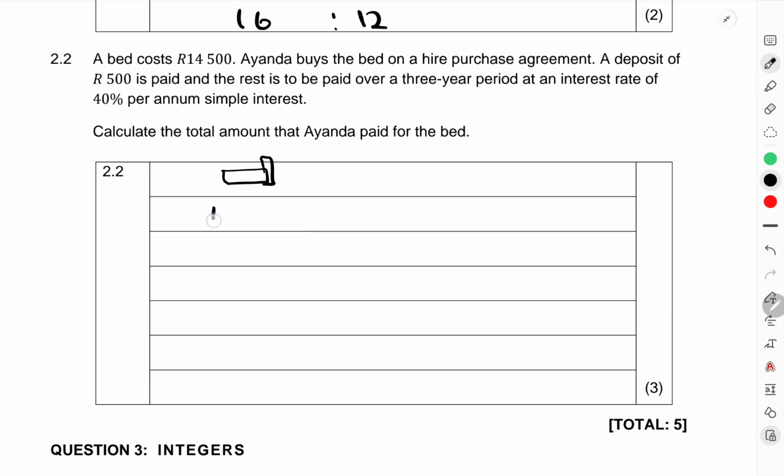This bed cost 14,500. But then she does not have the 14,500 cash, right? But then she decides to pay it on a hire purchase agreement. But then before she takes this bed, the first thing that she did, she paid a deposit of 500, meaning the amount of money that Ayanda paid, the first one, it was 500, right? That is the first amount of money that Ayanda paid. Now the question says, calculate the total amount that Ayanda will pay.